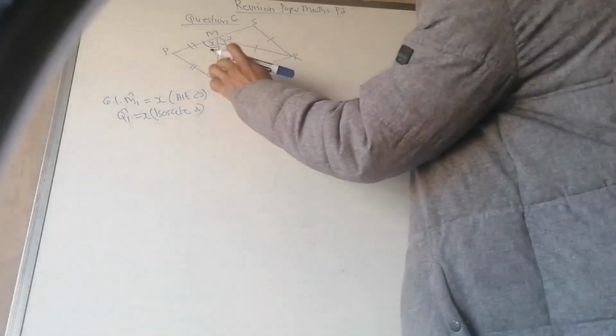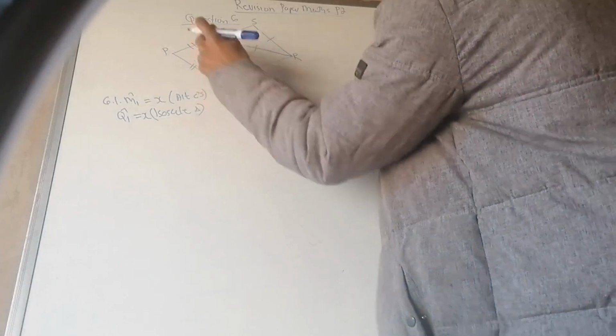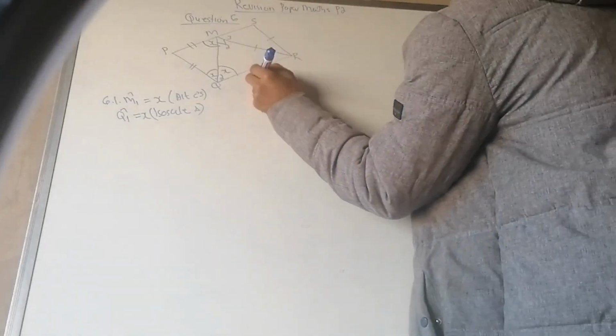Right, so you write X here. If two sides are equal, two angles are equal. Right, we will go and check that it is correct.